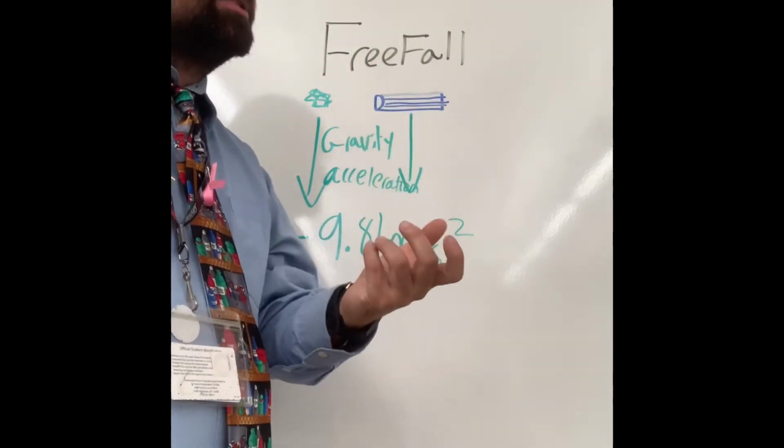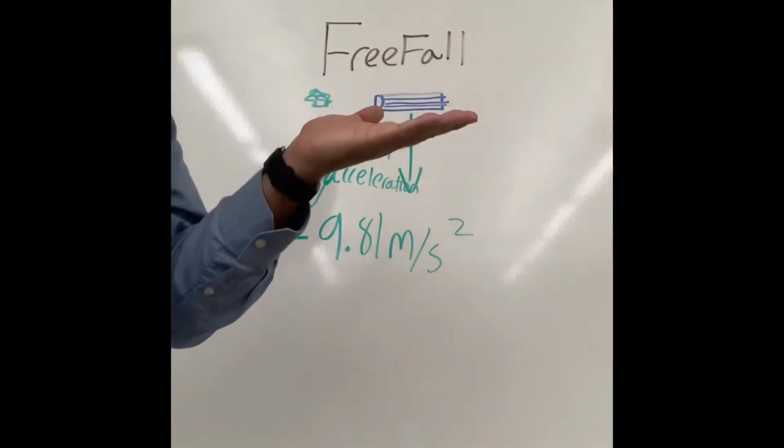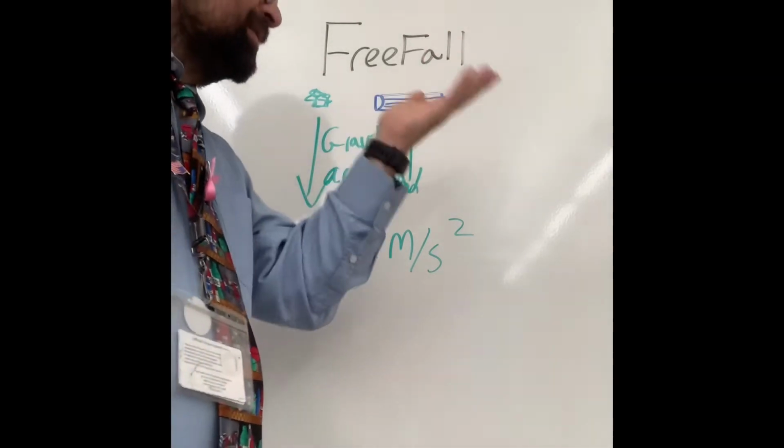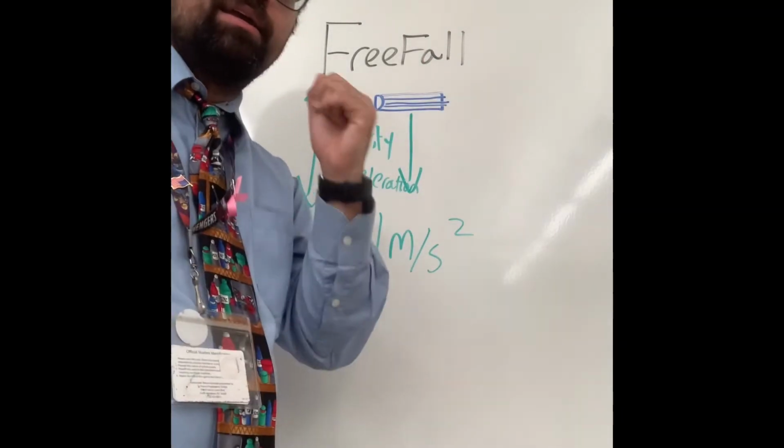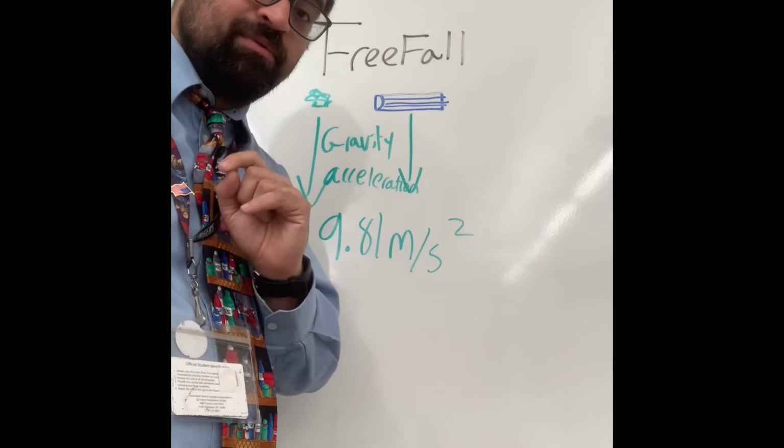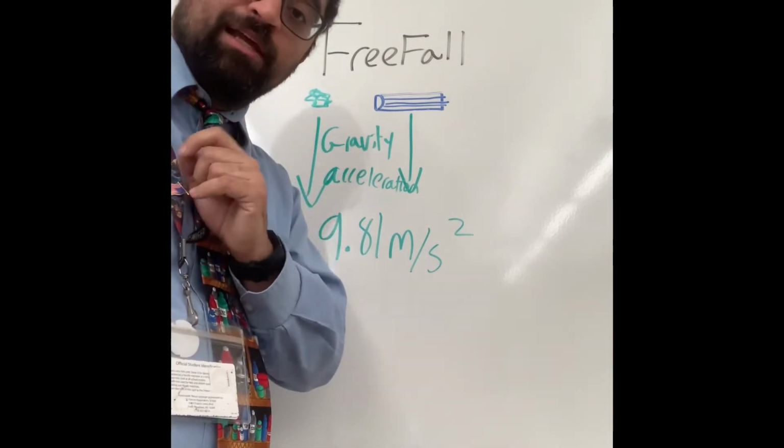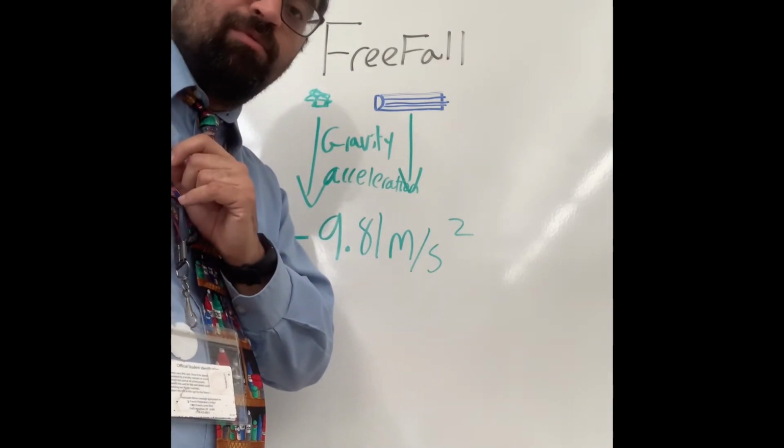Okay, what makes a difference is how long they're falling for, which is going to affect their velocity. Why? Because their velocity is affected by the acceleration. Now, we're going to figure out a problem like you might see in a test or homework in a second.